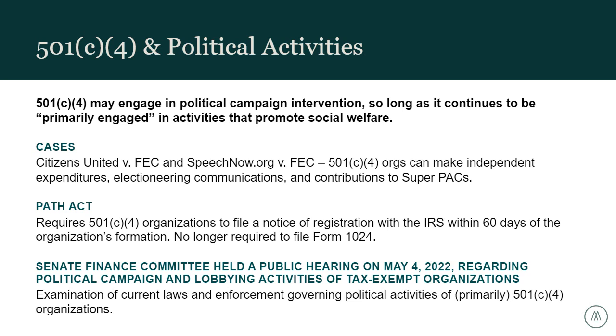Then the PATH Act was passed in 2015, and it essentially changed how 501(c)(4) organizations can have exemption. Before, they could just file the 990 and essentially check the box of this is what we are. Now there's a notice of registration that has to be filed within 60 days. The organizations were never required to file Form 1024. It was an option, and it still is an option, but it's not a requirement.